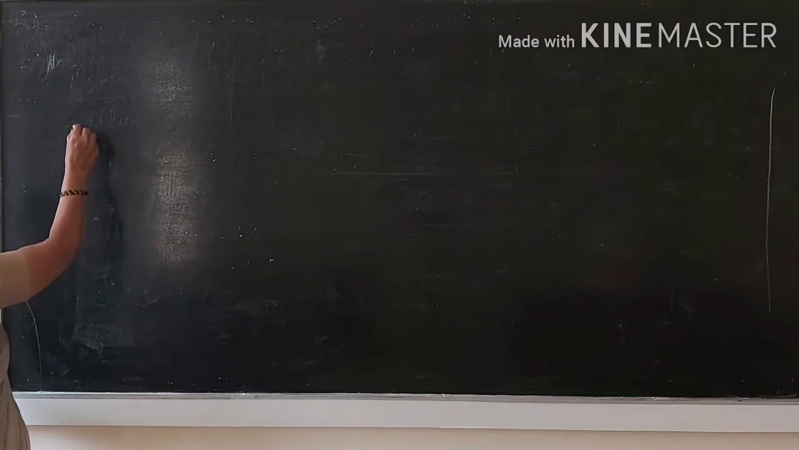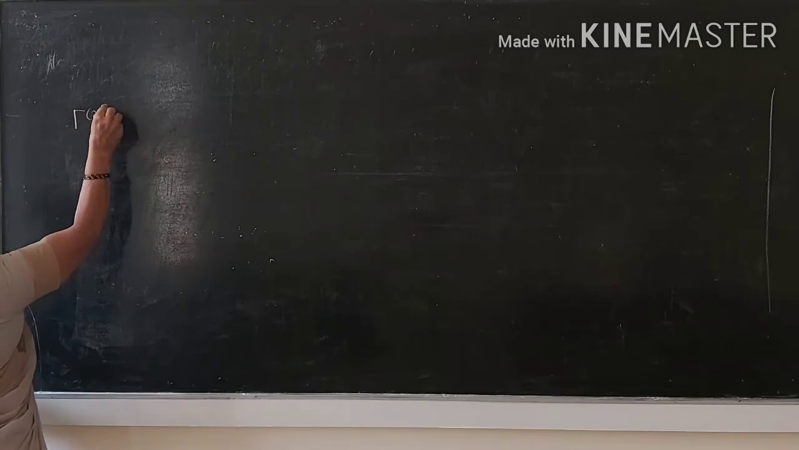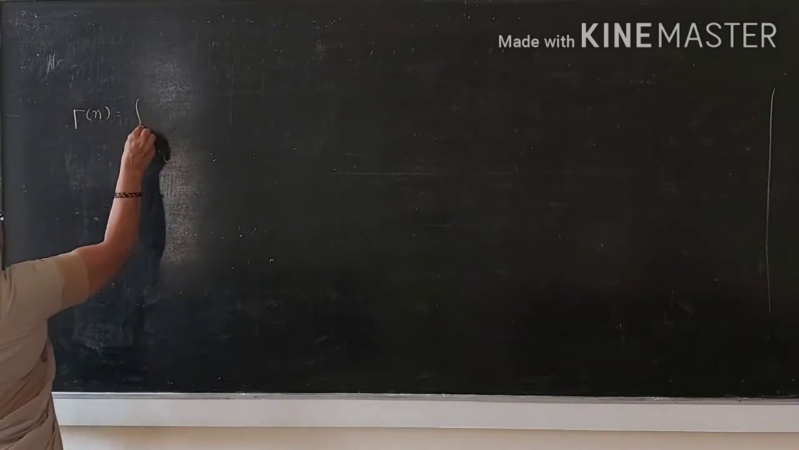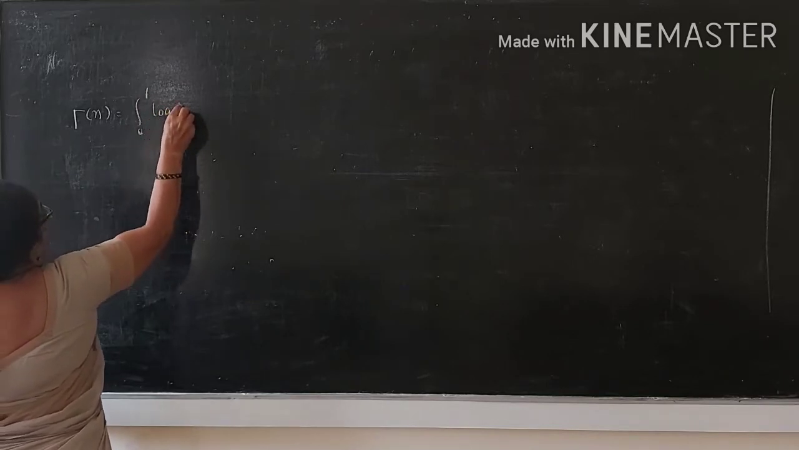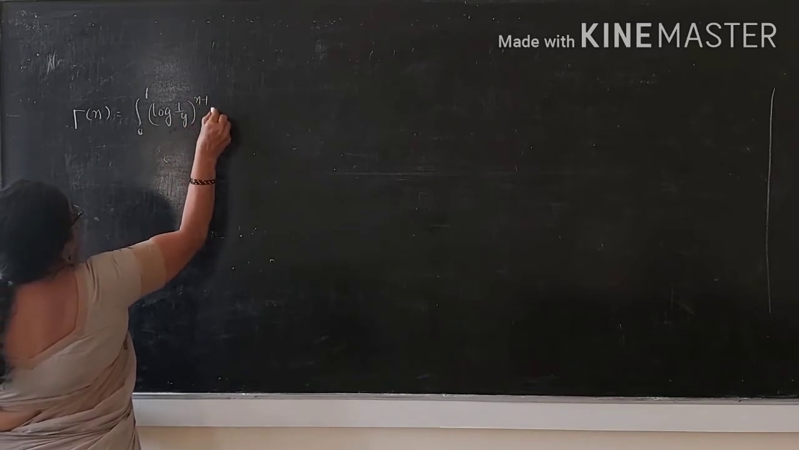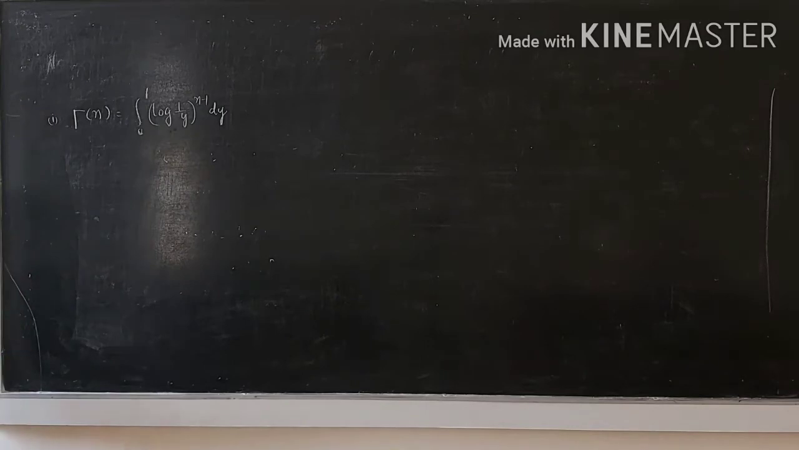First, I want to prove this property, that gamma of n is equal to the integral from 0 to 1 of log of 1 by y, whole to the power of n minus 1, into dy. I want to prove this property.